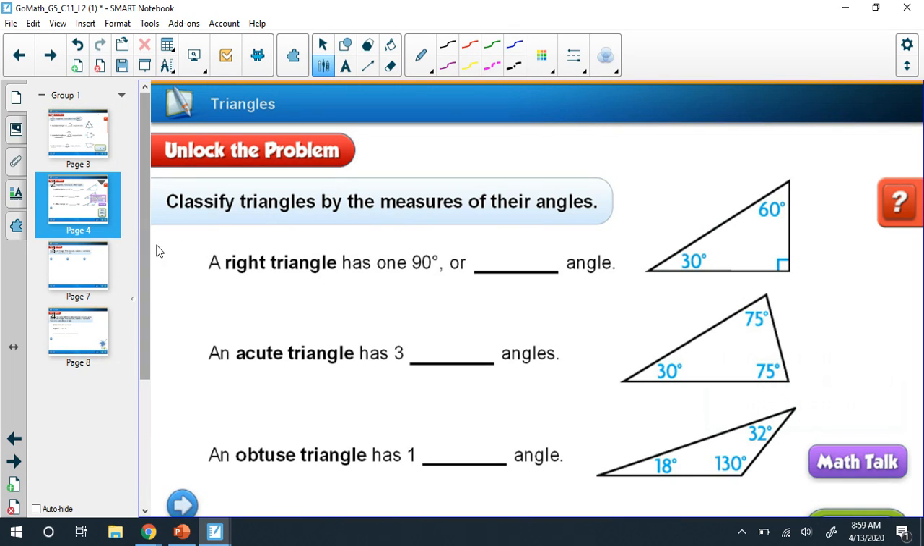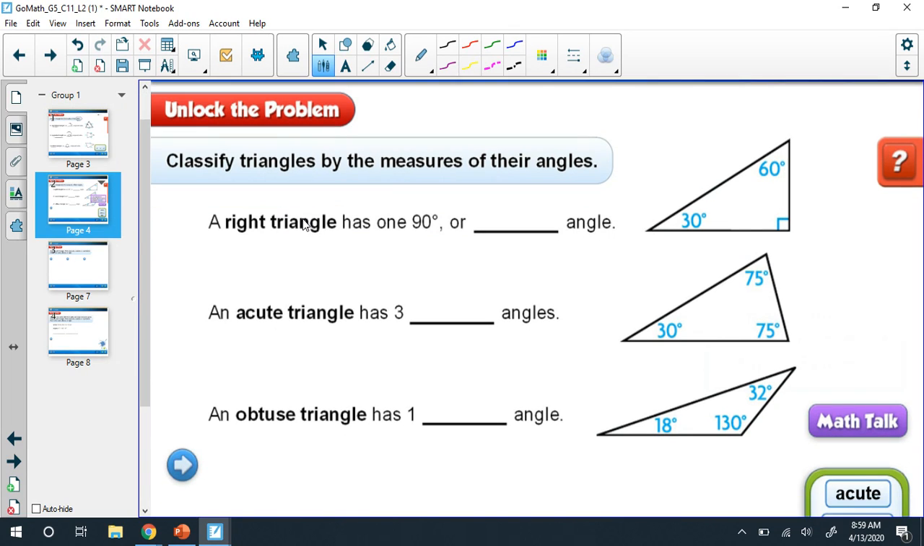We can also classify triangles based on the measurement of their angles. The first one we're going to look at here is the right triangle. And a right triangle has one 90-degree angle. Remember, we see that it's a 90-degree angle because it has that nice square corner, and they're almost always marked with the little square shape in that corner. So this is a 90-degree angle, which is a right angle, and that is why it's called a right triangle.